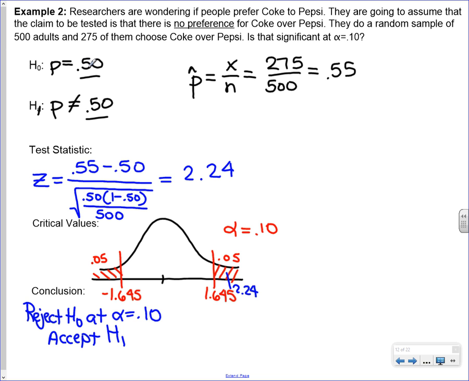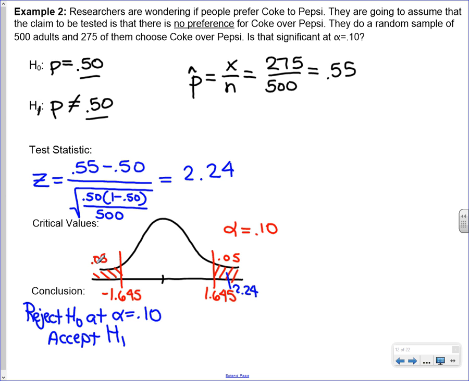So P equals 0.5. The alternative is P not equal to 0.5. Our test statistic here, we've got to calculate our p-hat. So we plug in the 275 over 500. We get 0.55. So we plug that in here. We get 2.24.